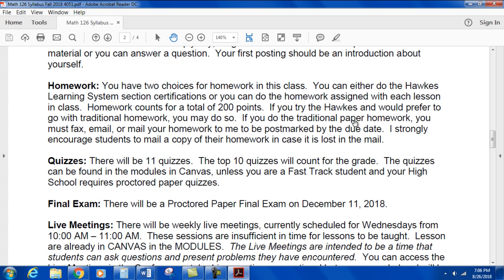If you do the traditional paper homework, you must fax, email, or mail your homework to me to be postmarked by the due date. I strongly encourage students to mail a copy of their homework in case it's lost in the mail. And in most cases, you don't mail it. I've had a few people still mail it. I really prefer this to be scanned and emailed, or really prefer to be uploaded in Canvas. That's the best because it doesn't clog up my email.